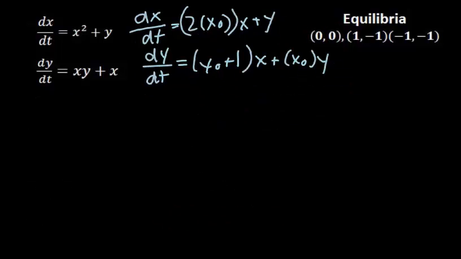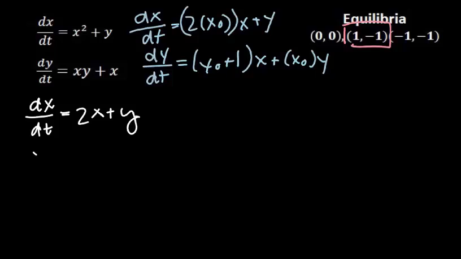Okay, so now that we've figured out what type of equilibria 0, 0 is, we can focus now on 1, negative 1. Since we already have our formula to find our new linear system up top, we can go ahead and plug in our equilibria values. So we've got 2 times our x value, which is 2 times 1, so that would just be 2x. So our dx/dt equals 2x plus y. And then our dy/dt is equal to our y value plus 1, so that would be negative 1 plus 1, so that's 0x, plus our x value, which is 1, so just y.